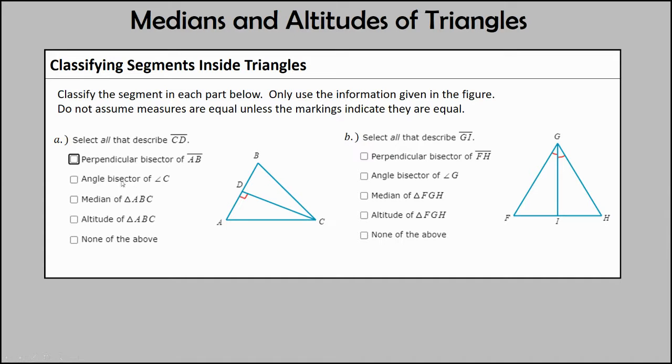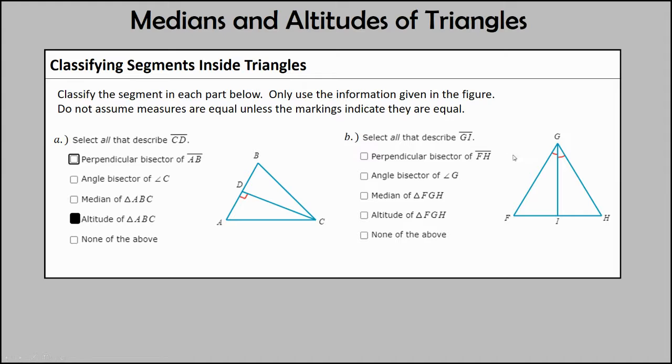Is DC an angle bisector of C? Are they showing me that these 2 angles are congruent? We can't assume it. No, so that one's out. Is it a median of the triangle? Am I connecting the vertex to the midpoint of the opposite side? No, they don't show me that these 2 are the same length. I don't know that D is clearly the midpoint. That one's out. Is it an altitude? Do I connect the vertex to the opposite side and am perpendicular to it? Yes, this one's an altitude. That's all you know for sure.